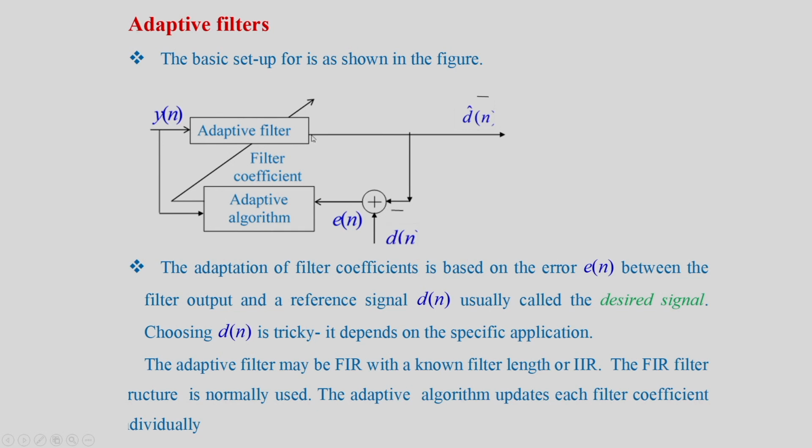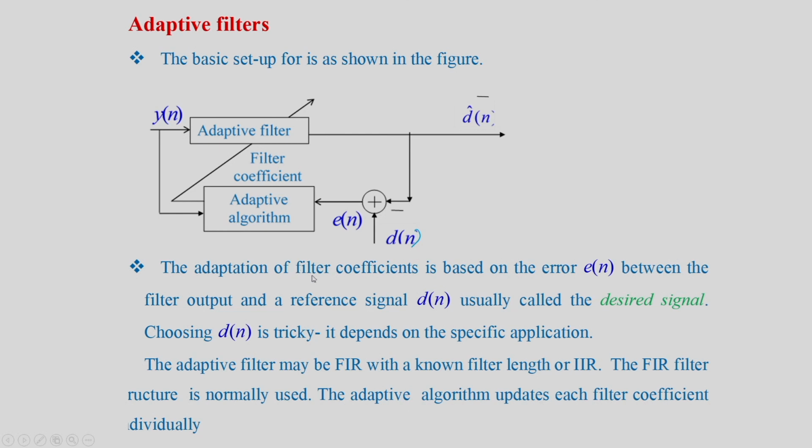We want to match the output of this filter with this d[n]. So d[n] is the desired output which we know somehow, and we want to match the output of the adaptive filter with this d[n], and whenever there is no match, an error will be there. That error is fed back to update the adaptive algorithm, which will compute the filter coefficients adaptively. So these adaptive filter coefficients will be computed by this adaptive algorithm based on this error e[n] and the input signal y[n], and then this updated filter will be used again to filter this y[n] and to get the estimate of the desired signal.